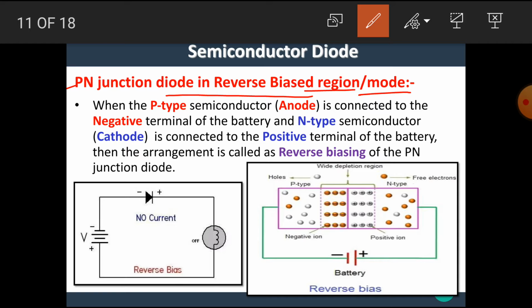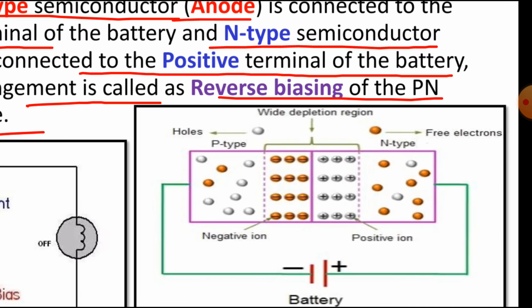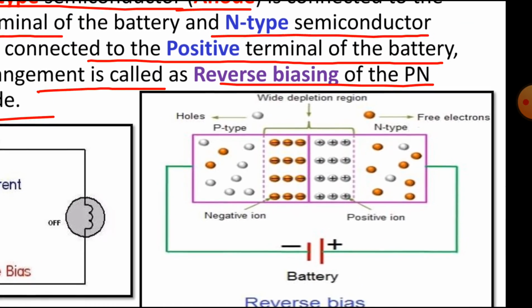Let's see what types of connections are made in the reverse bias mode. When the p-type semiconductor or anode is connected to the negative terminal of the battery and the n-type semiconductor or cathode is connected to the positive terminal of the battery, then the arrangement is called the reverse biasing of the PN junction diode.